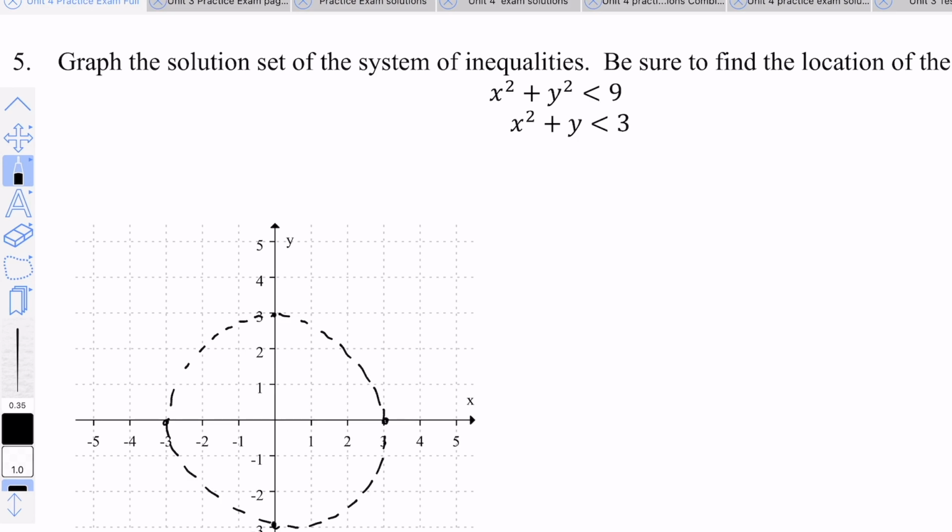So there's our circle. To determine where to shade, I'm going to choose a test point of 0, 0. If x and y are both 0, we have 0 plus 0. 0 is less than 9, so that's a true statement. So the test point I chose needs to be in the solution area. So that's inside the circle.